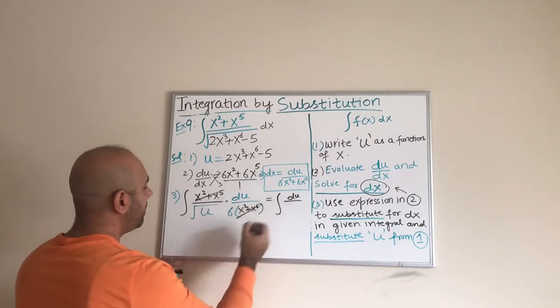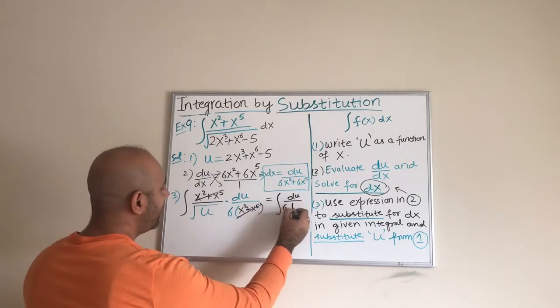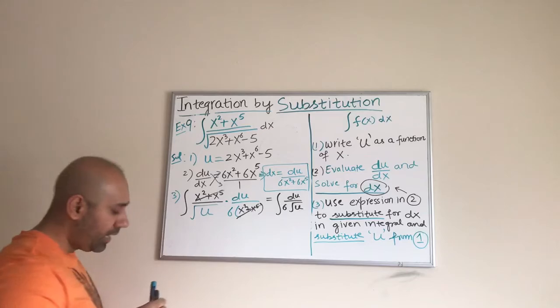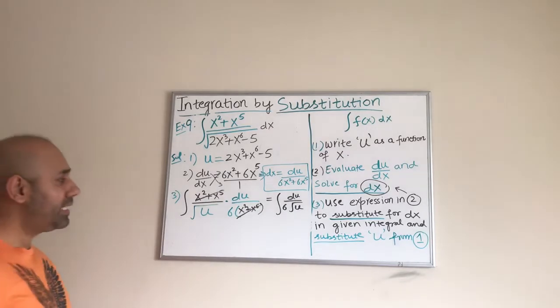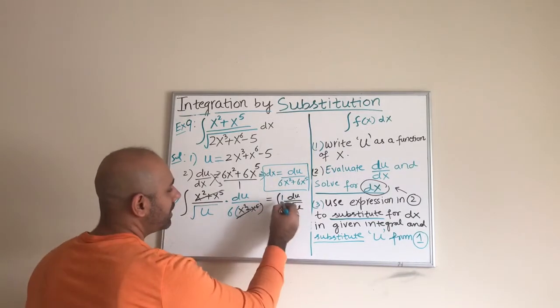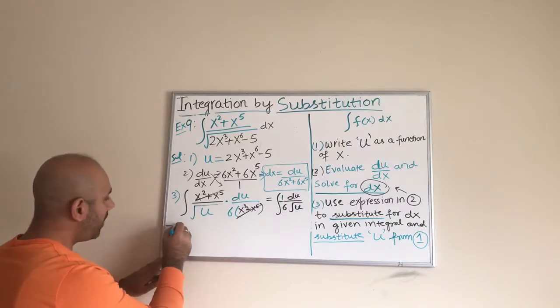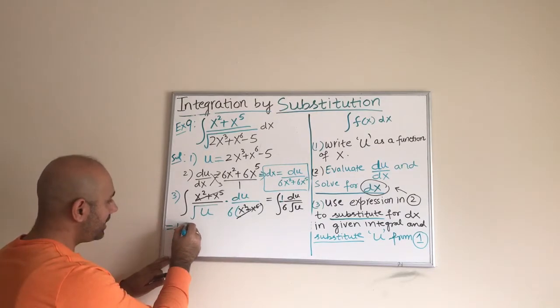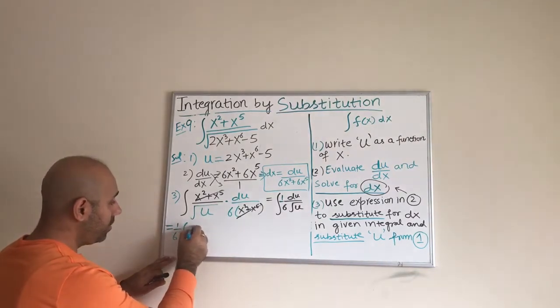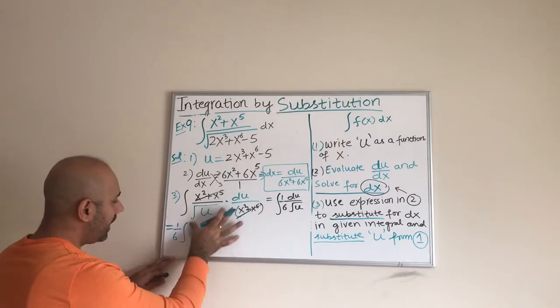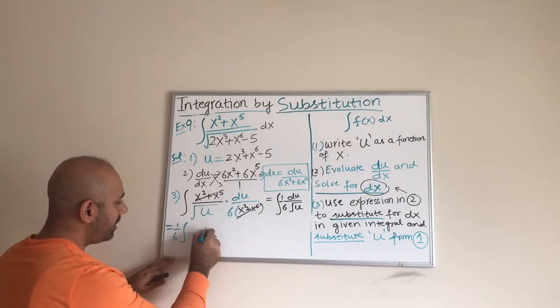1 times du is just simply du, and downstairs I have 6 radical u. Okay, you already know what to do with that 6 in the denominator. So it's like having 1 over 6. So we take that 1 over 6 outside, then it is simply that integral of du. Sorry, I don't want to write du first, so I'm going to write du here.